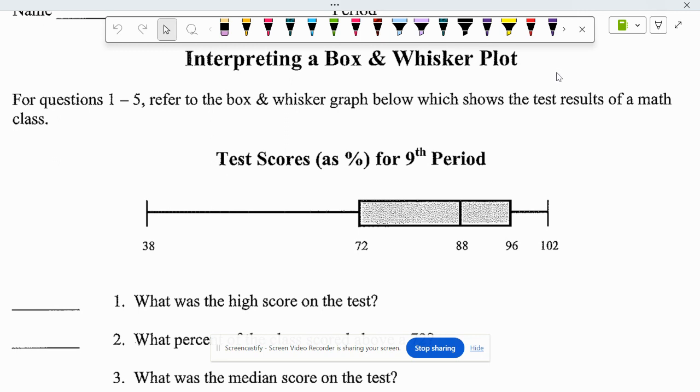What else? What do you think, Ashton? The whiskers show the max and the minimum. Oh my goodness. So I'm going to write minimum here and maximum here. Good job, Ashton.